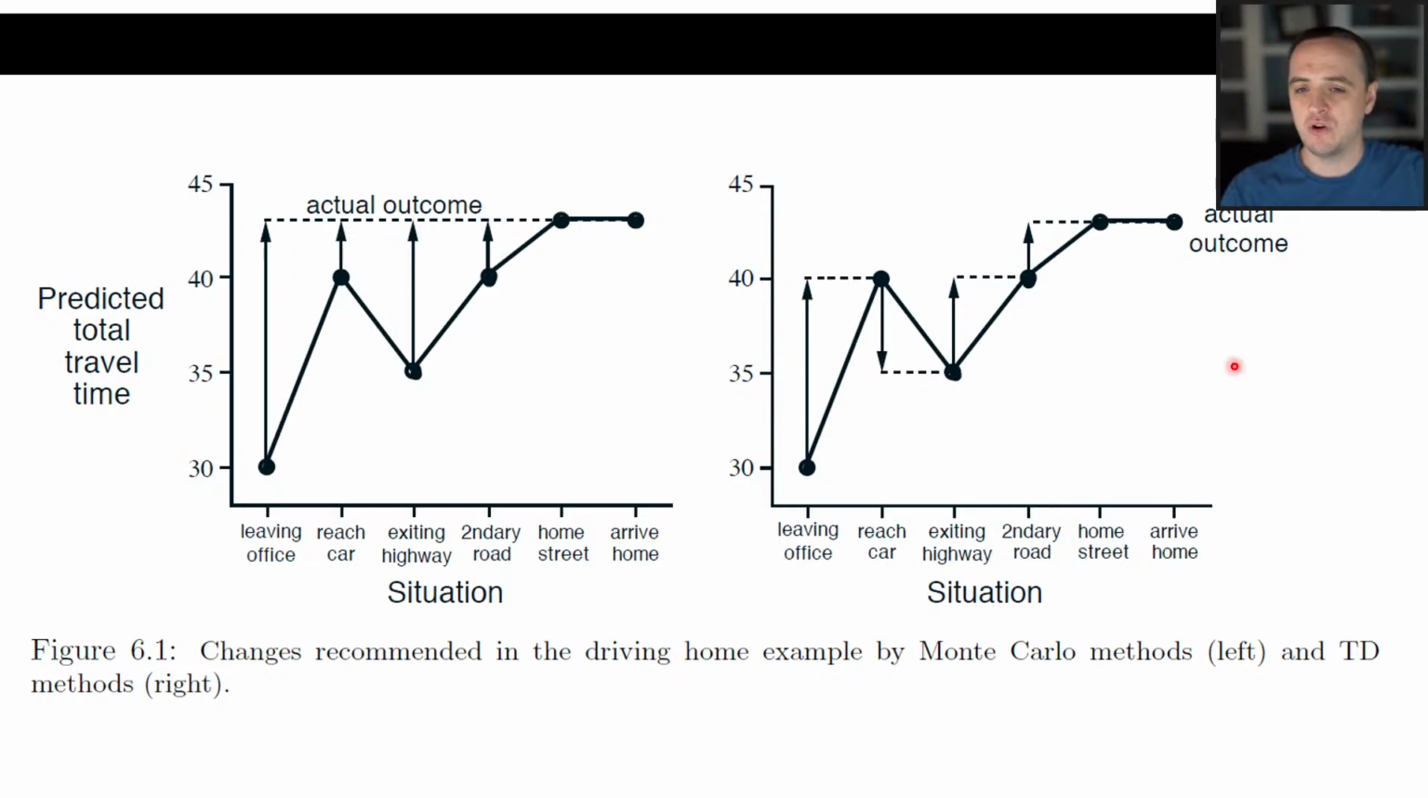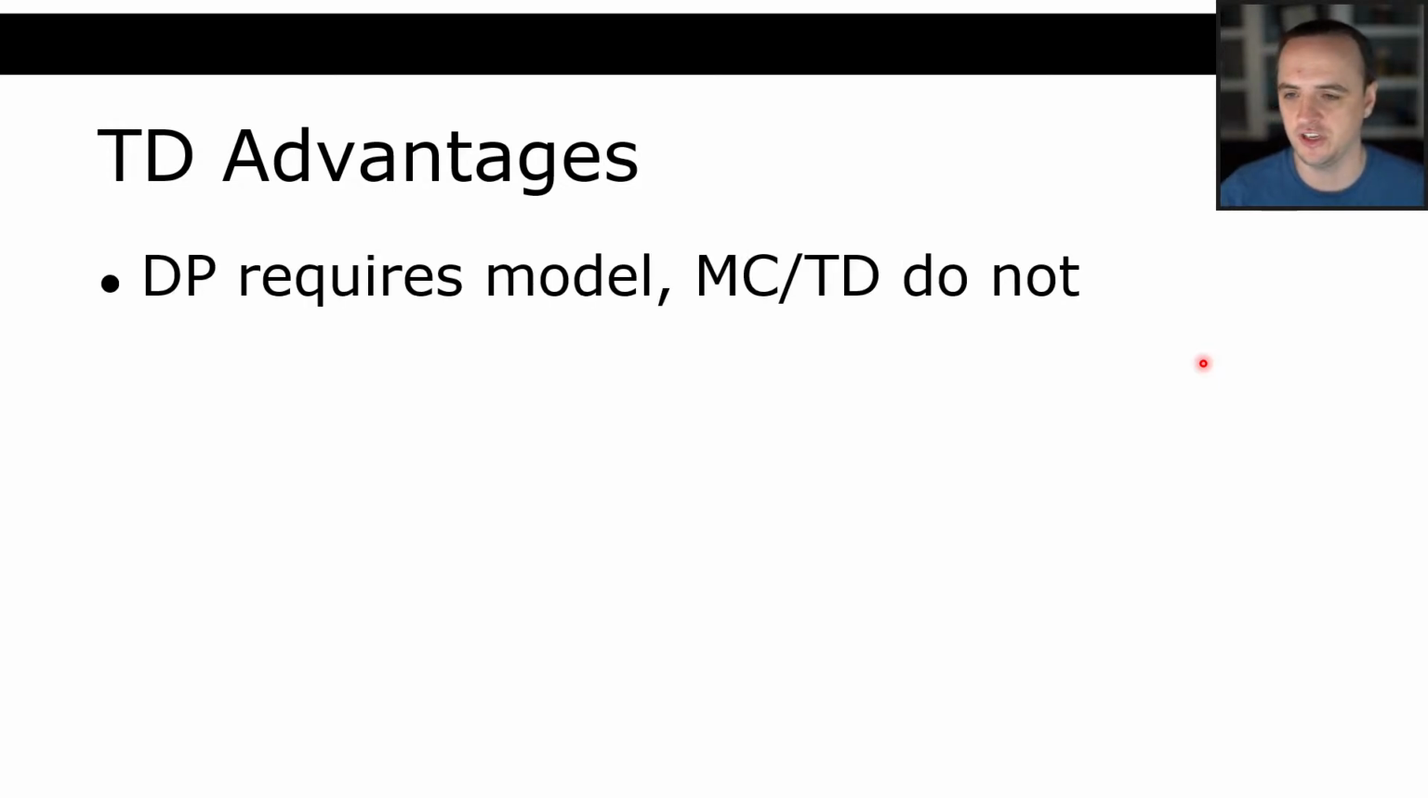Now, if we run infinite simulations, infinite iterations, they will both converge to the same thing, but typically temporal difference learning methods converge faster. So this is a good example of why Monte Carlo methods may not be preferred to temporal difference learning methods. So what are some of the advantages of TD?